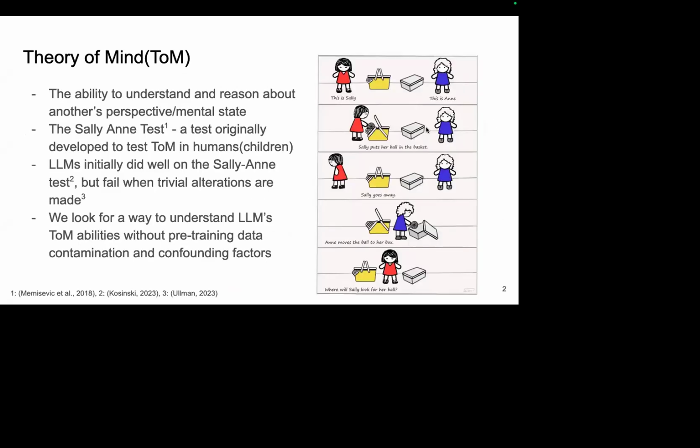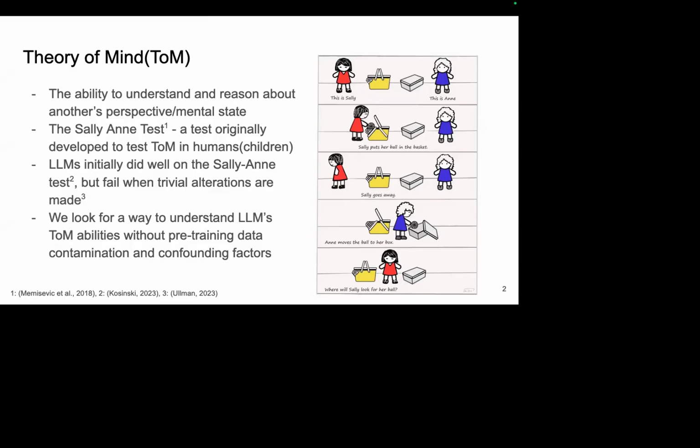So, for those who don't know, theory of mind is the ability to understand and reason about the perspective or mental state of another person. This is something that was actually measured in humans, especially children, because people were interested in when this ability develops, using this test called the Sally-Anne test, which I have an example of up here. But essentially, you provide a person with a story. At a high level, it's just a story with two characters within some environment.